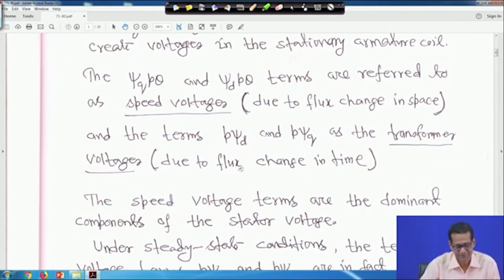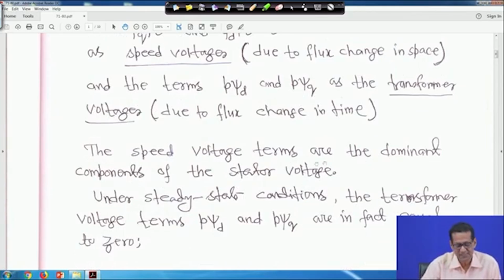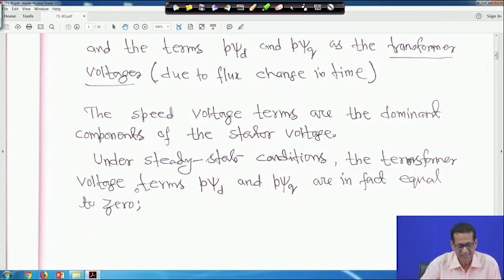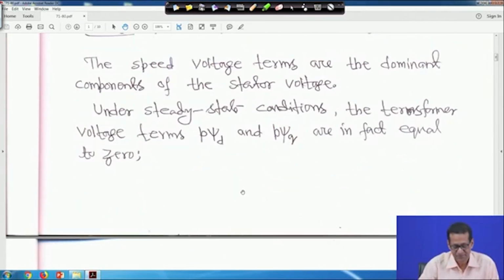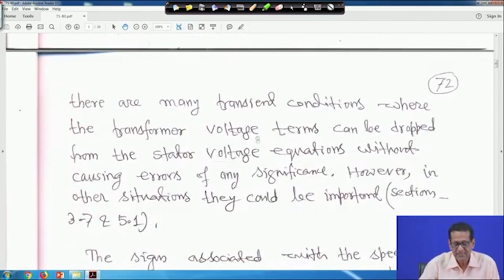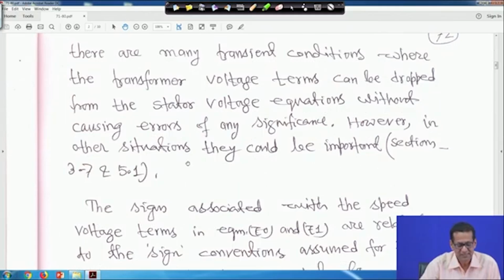So, the speed voltage terms, the d theta by dt terms, are the dominant components of the stator voltage. Under steady state condition, the transformer voltage terms p psi d and p psi q are in fact equal to 0. So, there are many transient conditions where the transformer voltage terms can be dropped from the stator voltage equation without causing error of any significance. However, in other situations they could be important.